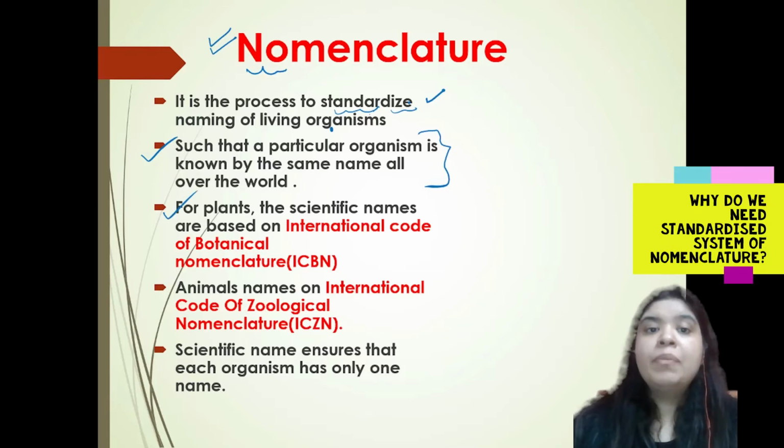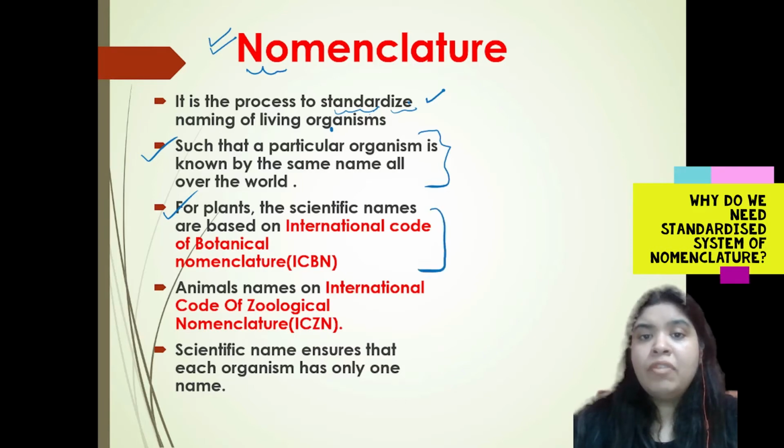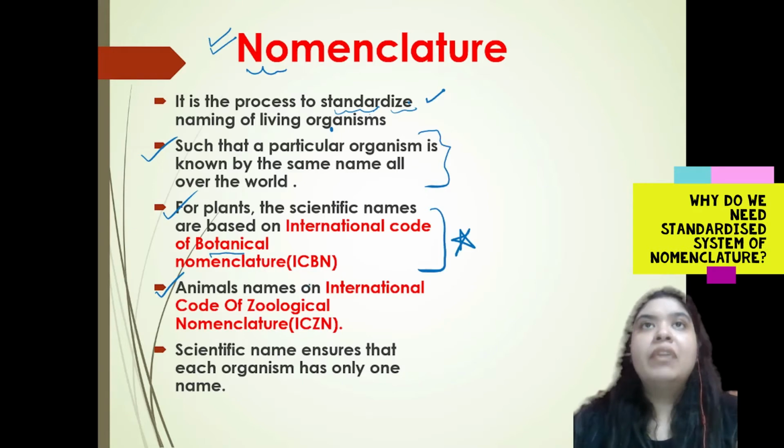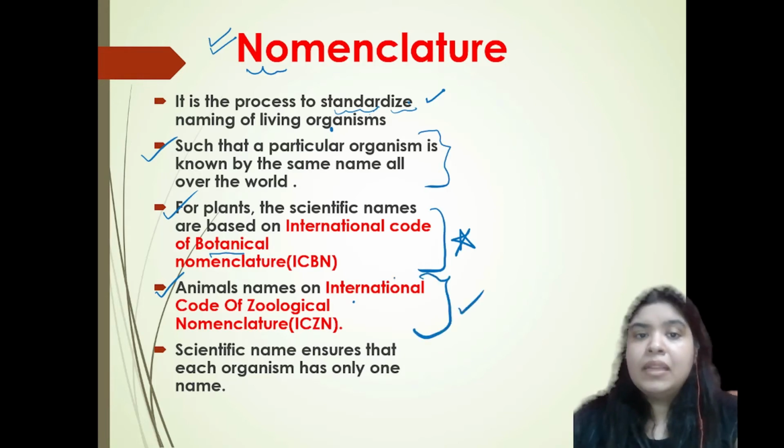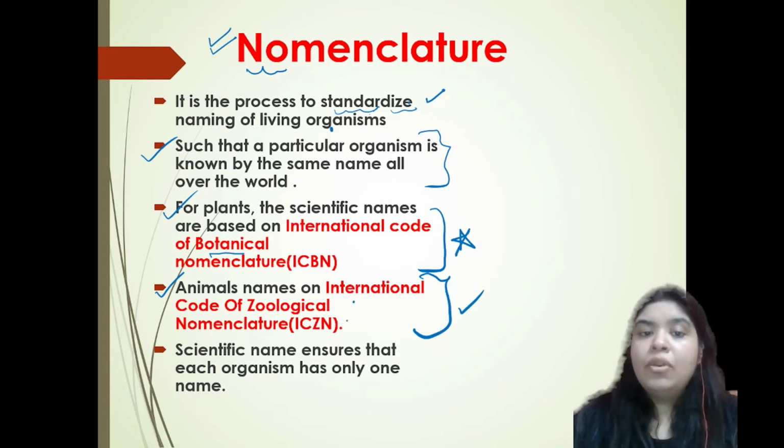For plants, for example, if you have to decide on the names for the plants, it would be done by the International Code of Botanical Nomenclature. Botany is a branch of science which deals with the study of plants. So the International Code of Botanical Nomenclature decides on the scientific names of plants. Similarly, if we have to name an animal organism, we would follow the International Code of Zoological Nomenclature, also called ICZN.